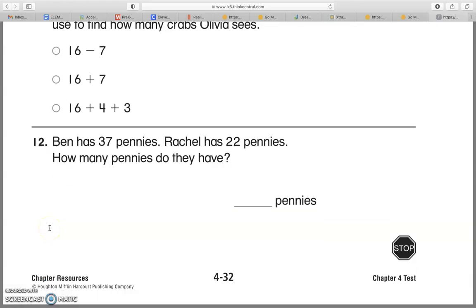Number 12, our final question. Ben has 37 pennies. Rachel has 22 pennies. How many pennies do they have? Go ahead and solve any way you know how and put your answer here.